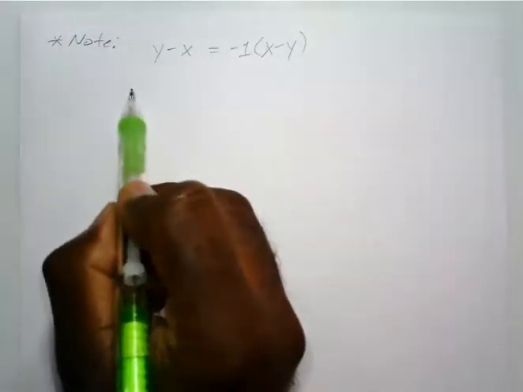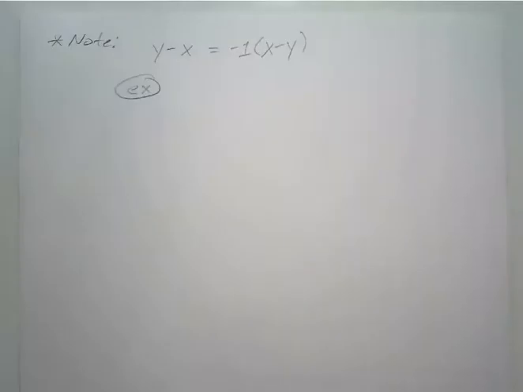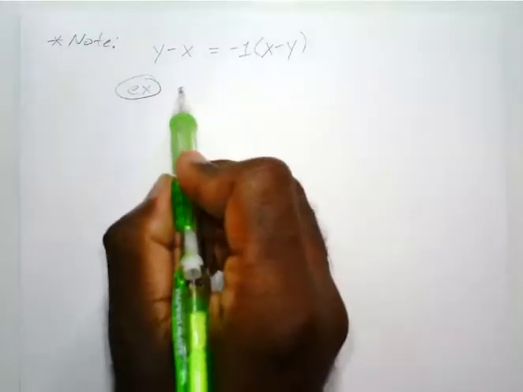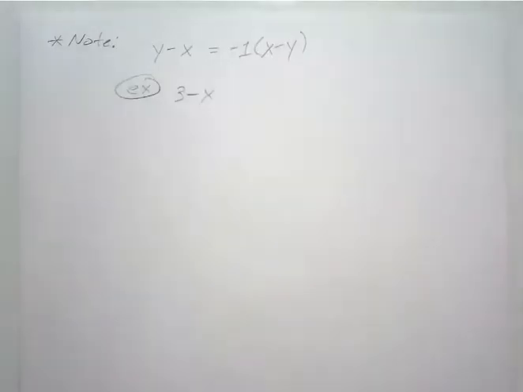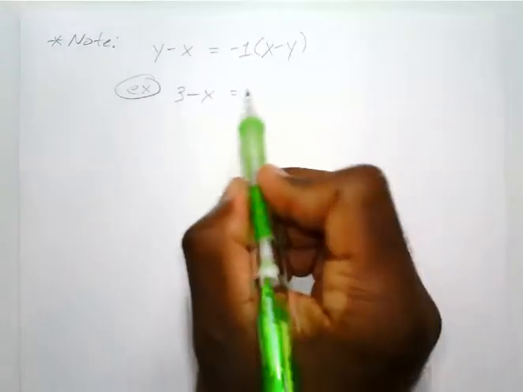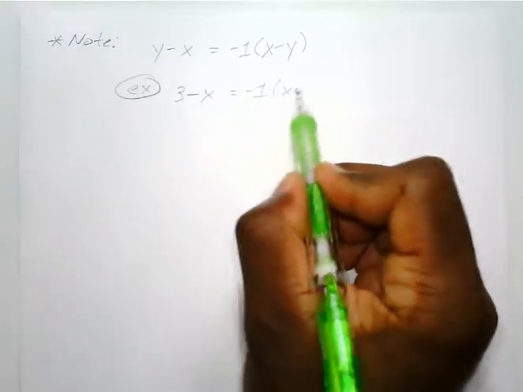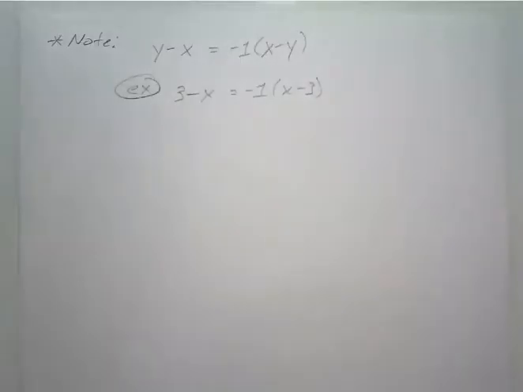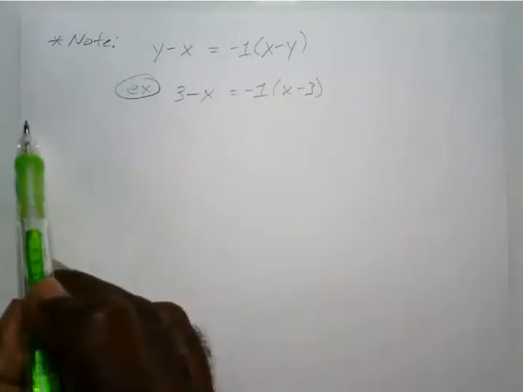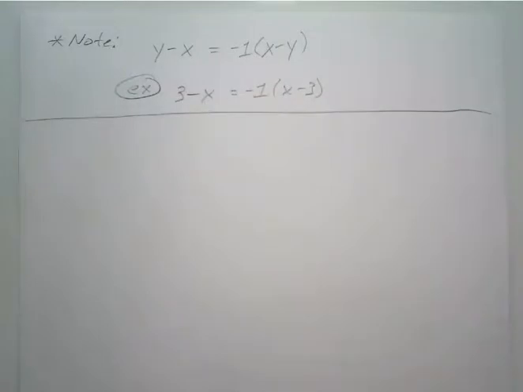So for example, if you have 3 minus x, you can make that equal -1 times (x minus 3). That's a very handy trick, because it will come up over and over again. So definitely make sure you remember this.